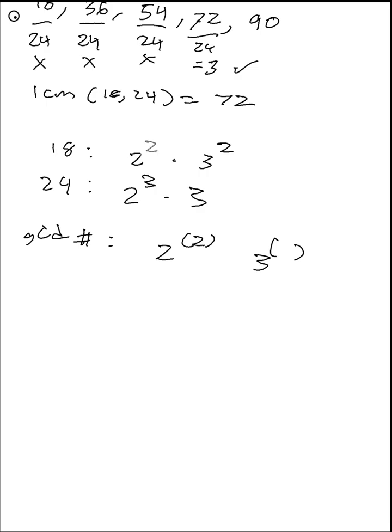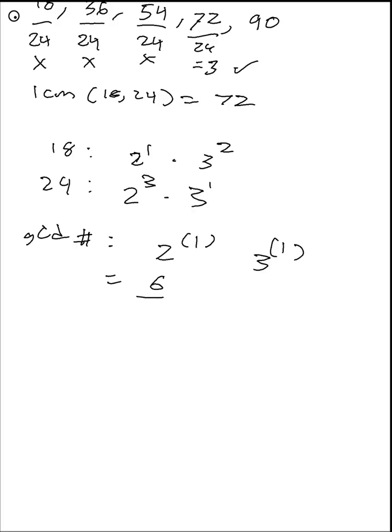Sorry about that. 18 is not 2 squared times 3 squared, it's actually just 2 to the 1 times 3 squared. So we take the smaller one. So it's going to be 2 to the 1. Then for 3, we take the smaller one again. So that's going to be 3 to the 1. So then we get the GCD is 6.